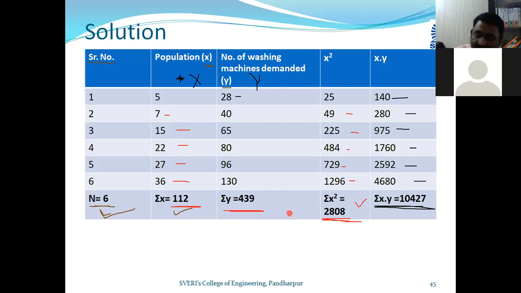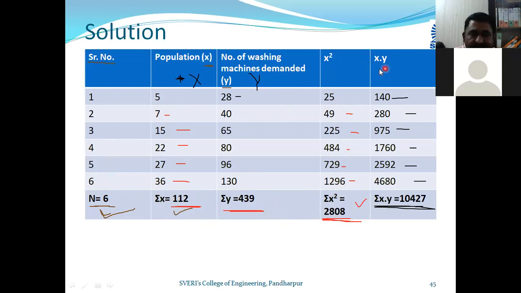Therefore, concentrate. Okay, I have gone for n is equal to 6. I have gone for summation x. I have written here 112. Then further I have gone for summation of y. I have mentioned here 439. Then x square. I have gone for this 5, 7, 15, the square of this, and I have written here. And finally, summation x square, it is 2808. This is your summation x square value.